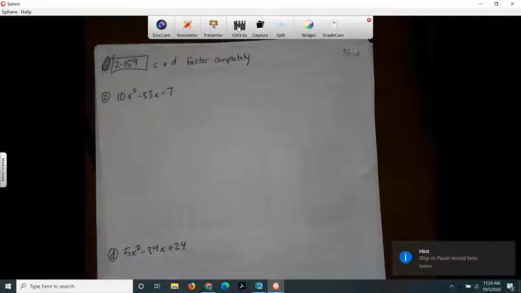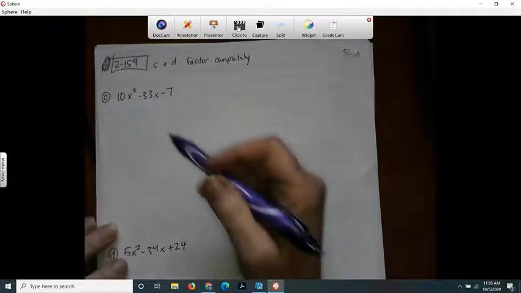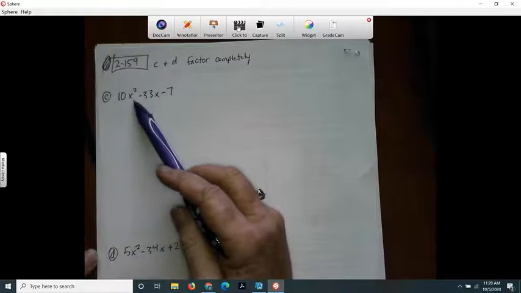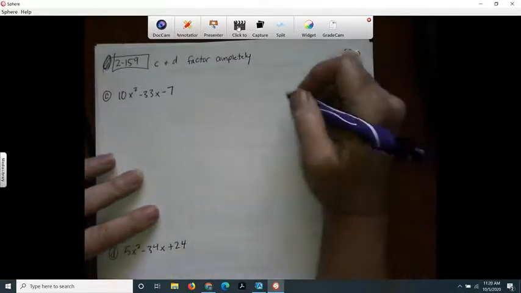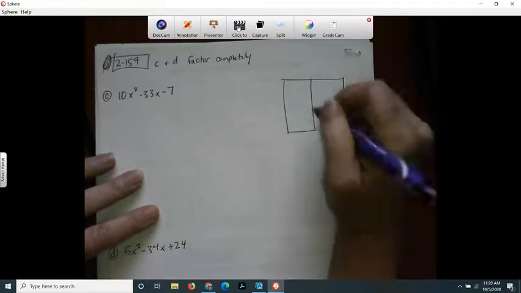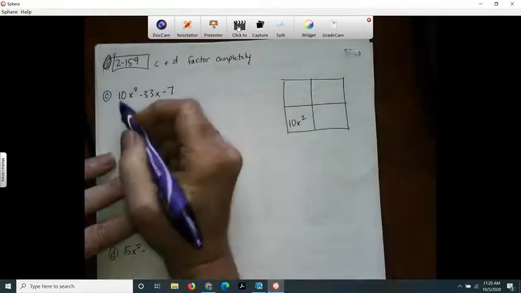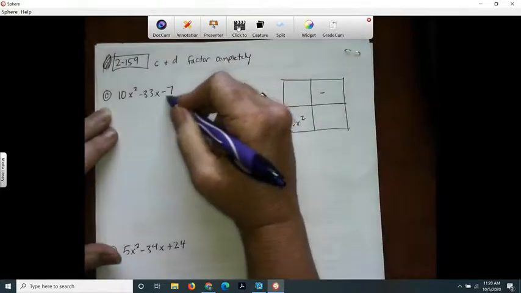This is problem 2-159. I'm going to do letter C and D. It says factor completely. So these ones are a little complicated because you have a coefficient of x squared that's not 1. So I use this box method, the area model box. I put the first number in the bottom left and the constant in the upper right.